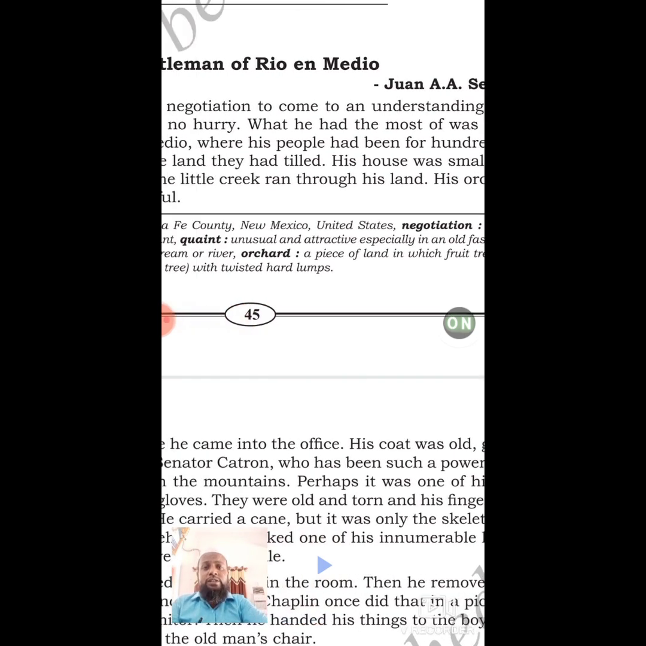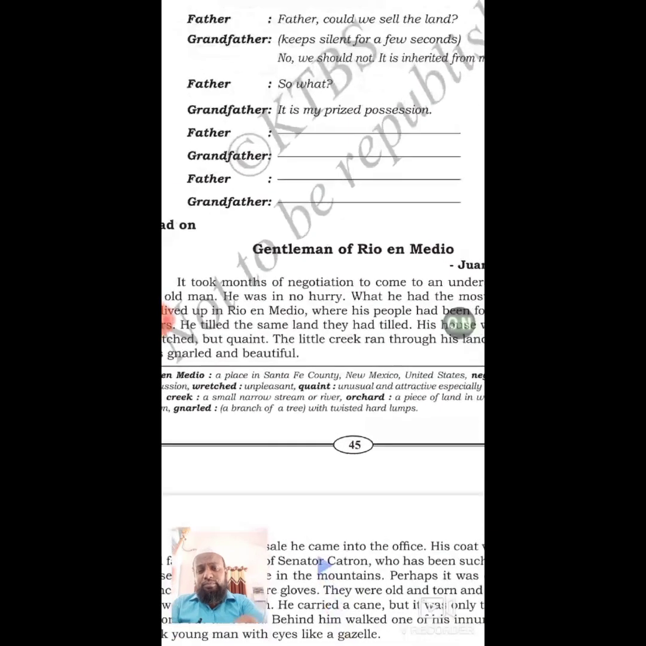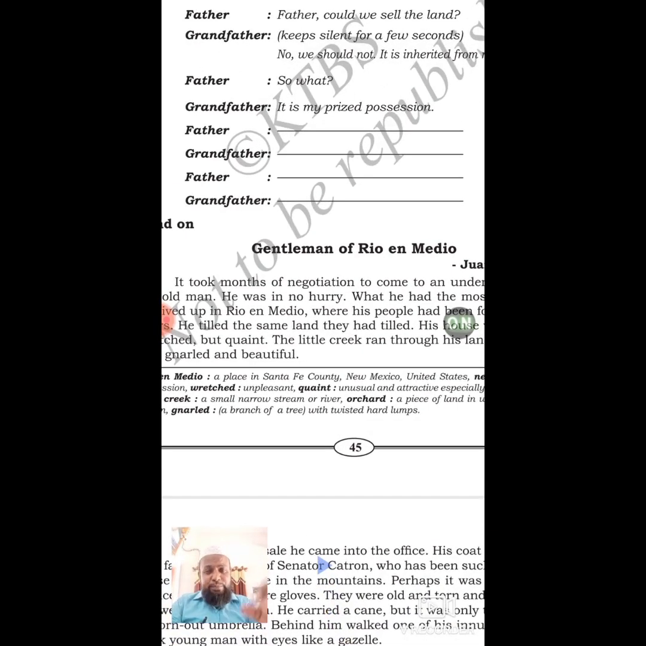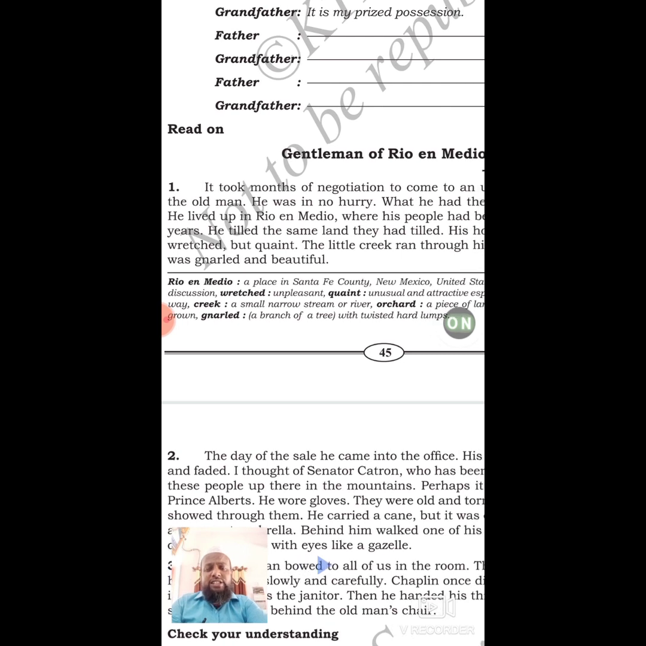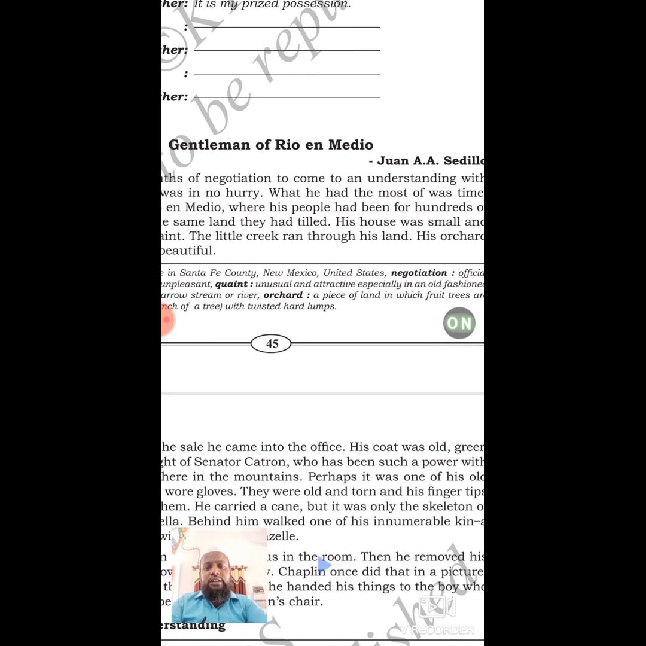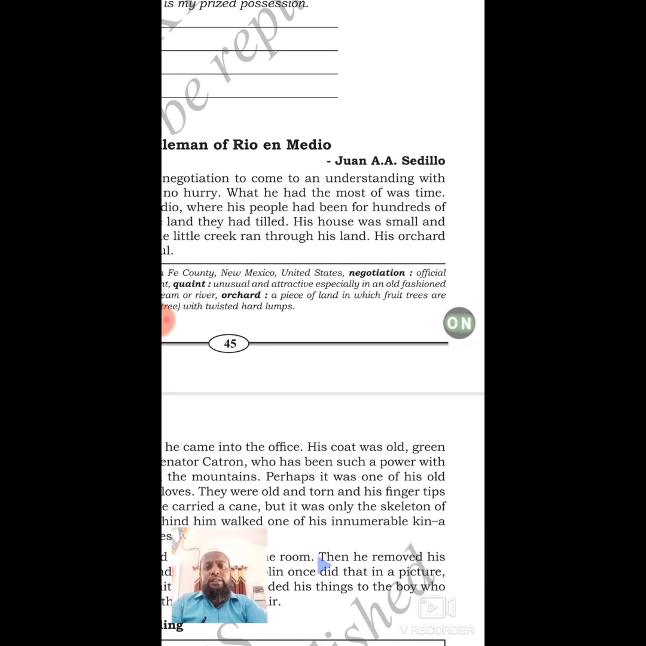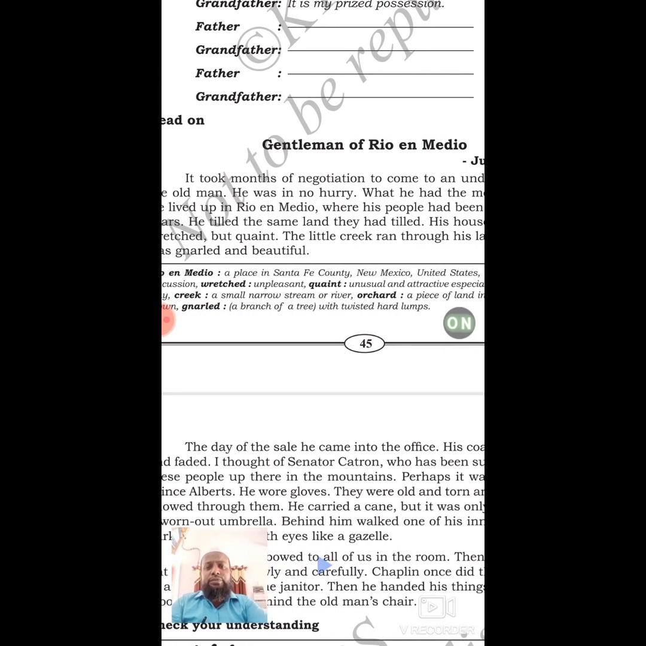His house was small, wretched. Wretched, in the sense, means unpleasant, a little uncomfortable, we can say a little dirty or a little old type of house, but it was quaint, that is, beautiful and attractive. The little creek ran through his land. His orchard was groomed and beautiful. Here, the word creek refers to the river which is flowing next to the house or in between that land.